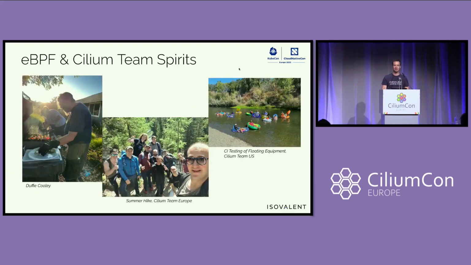Of course, the team spirits were always high. We see Duffy Cooley barbecuing. You see the summer hike of the Cilium Europe team. The US team was taking it a little bit more chilled, CI testing, floating equipment in this case, on a river.